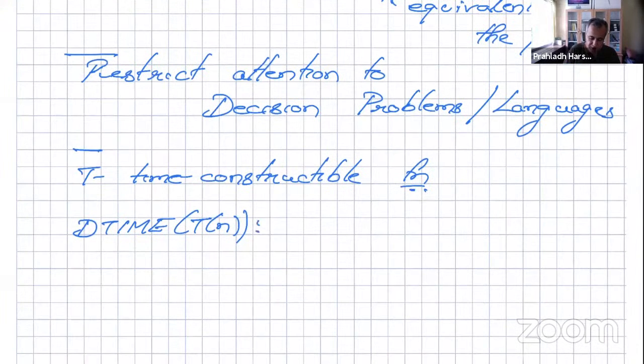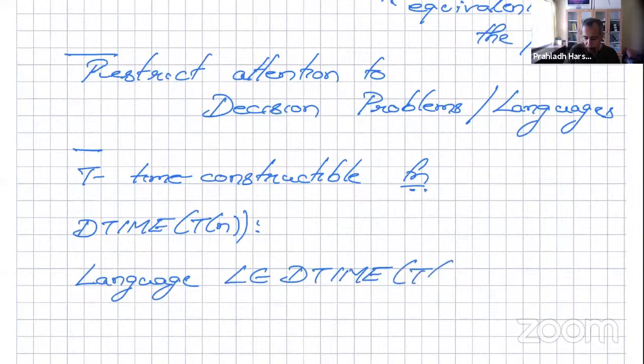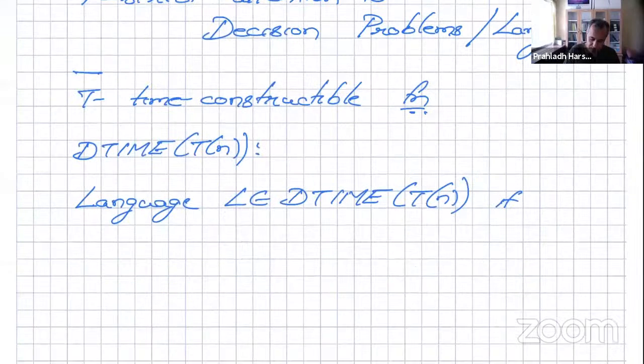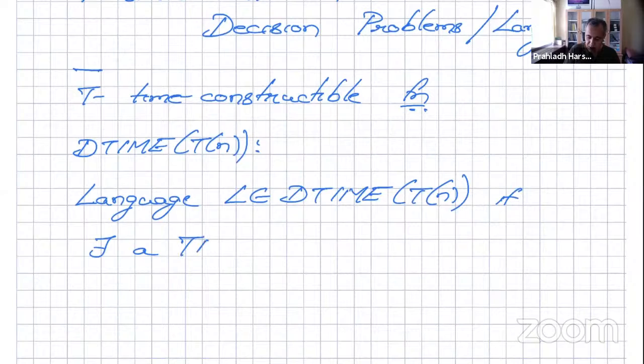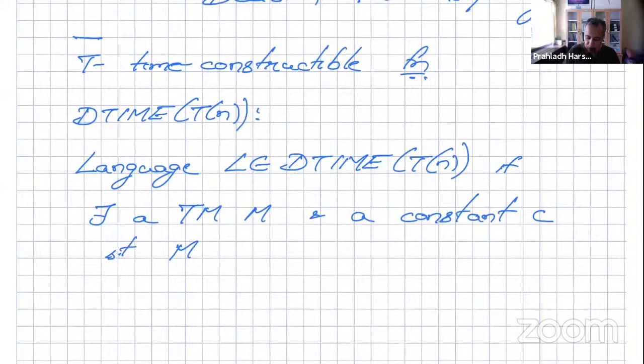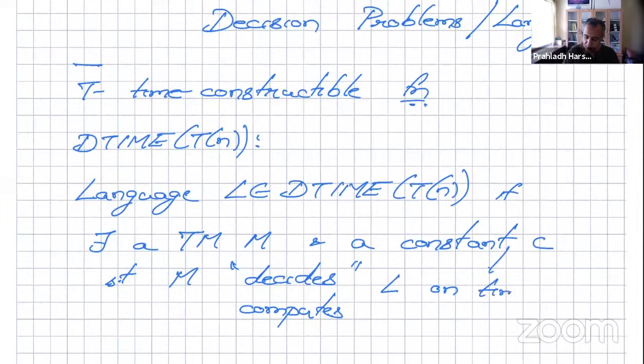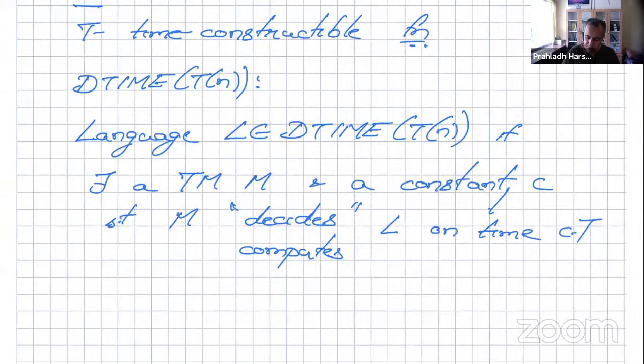We're going to define this class. We'll say a language L is in DTIME(T(n)) if there exists a Turing machine M and a constant C such that M decides, some people use different words for this, decides or computes, L in time C times T(n) for every input.